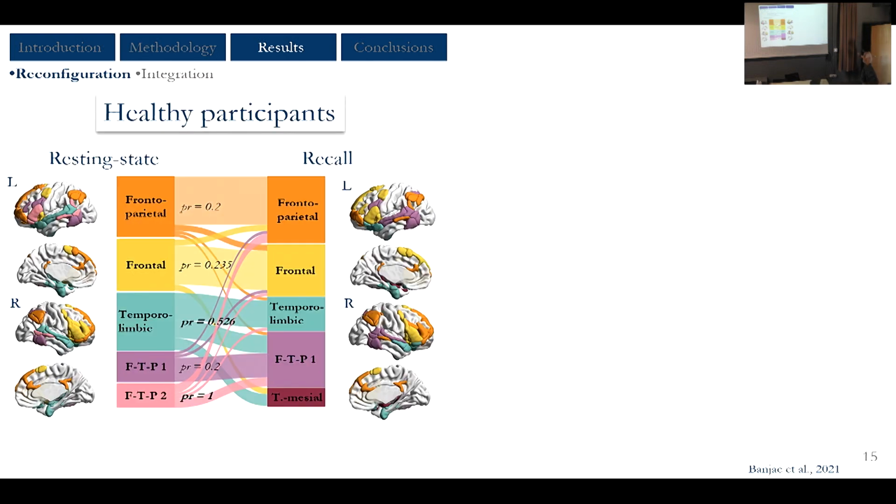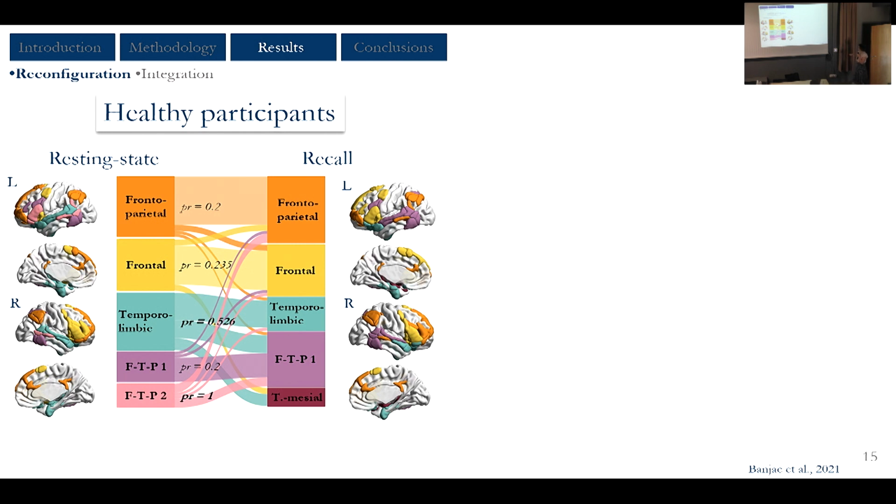And here are our results. So here, you can see on each side modules during resting state and recall. And these rivers show how their composition changed. The number here represents a reconfiguration parameter where we calculated how many regions changed their affiliation. So what we saw in healthy participants, interestingly, is that when moving from resting state to recall, there was a segregation of a temporal mesial module composed of temporal mesial regions, similar to what was predicted by previous studies, and even more so because the regions in this module had mostly an integrative role.